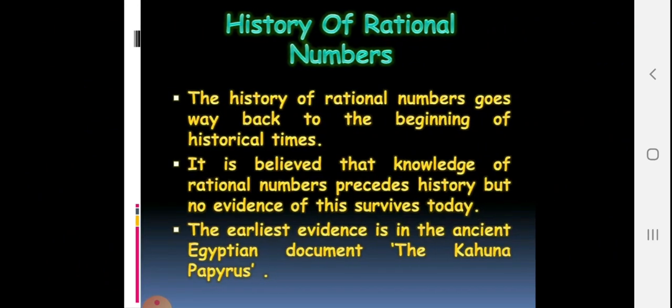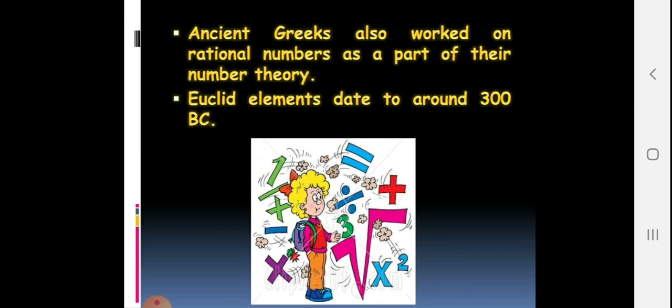History of rational numbers. The history of rational numbers goes way back to the beginning of historical times. It is believed that knowledge of rational numbers precedes history, but no evidence of this survives today. The earliest evidence is in the ancient Egyptian document, the Kahun Papyrus. Now, ancient Greeks also worked on rational numbers as a part of their number theory. Euclid's Elements date to around 300 BC.